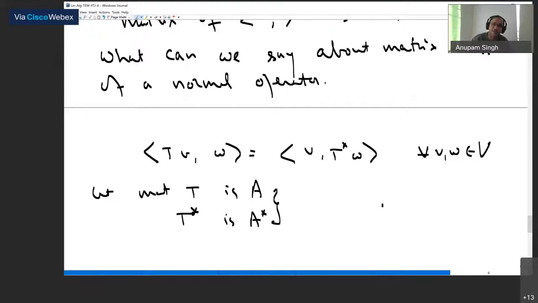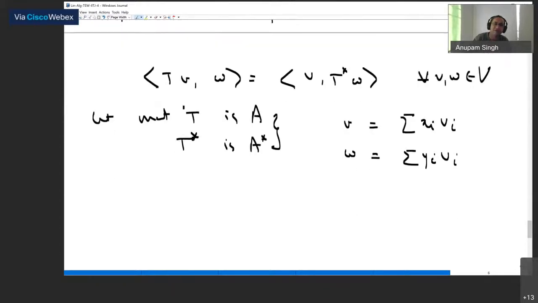This is what I want to do. So I have fixed a basis, an orthonormal basis, and we'll write V in the orthonormal basis as sum of x_i v_i, basically a column vector X, and W to be sum of y_i v_i, column vector Y. Now we are used to doing this kind of calculation, which I have done already in the last 2-3 lectures. So I will just quickly write it down.